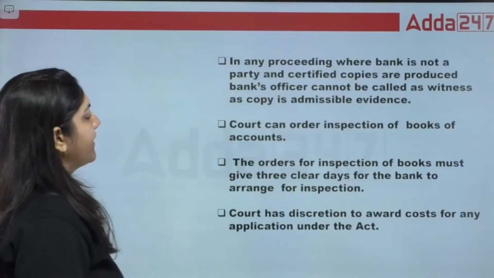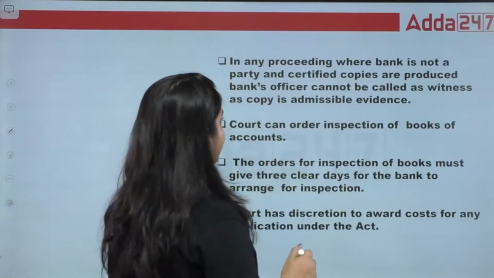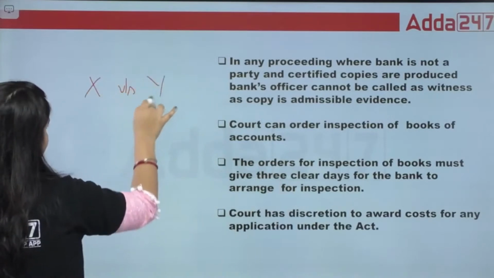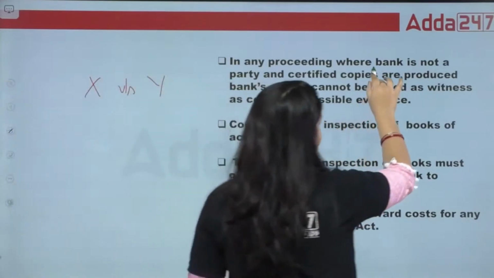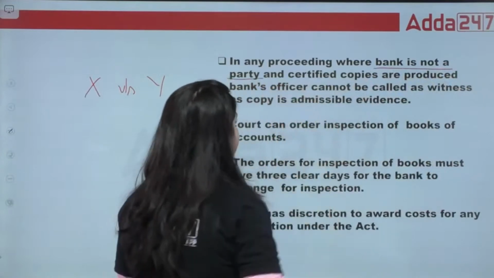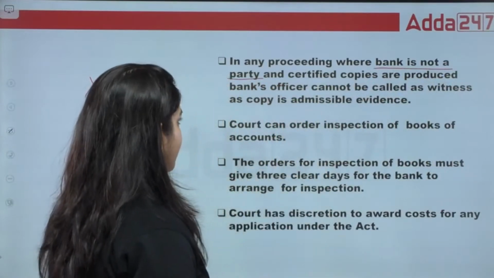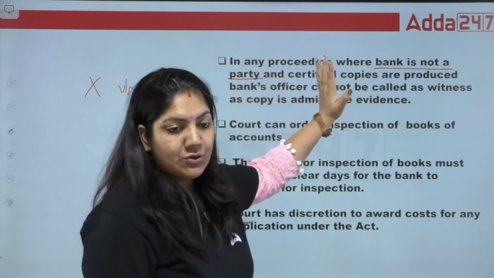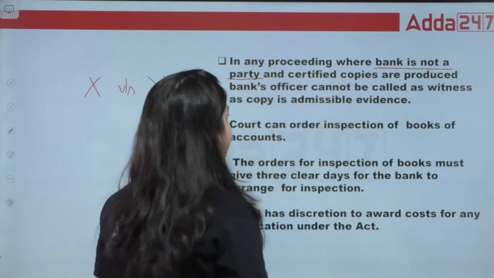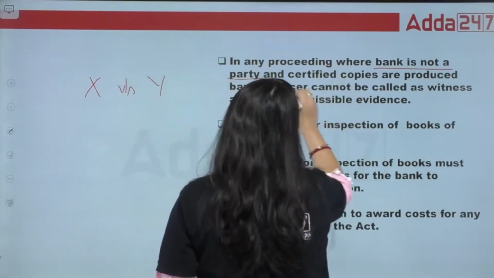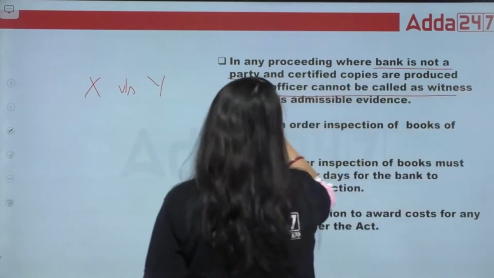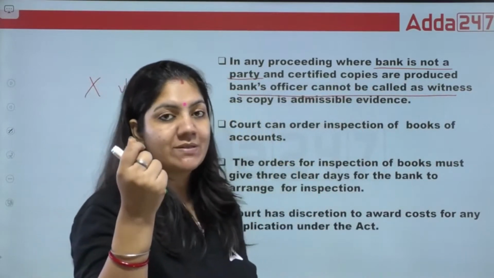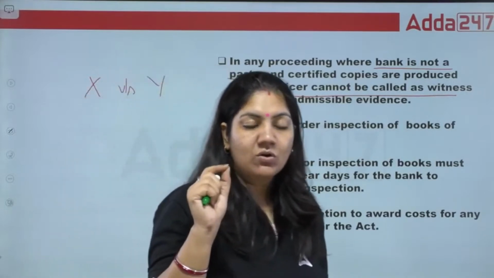Now, consider any proceeding where the bank is not a party. Suppose the dispute is between X and Y, the bank is not a party, and certified copies are produced. The bank's officer cannot be called as a witness. If the bank is not a party, class, always remember we cannot force a bank officer to be called as a witness, as the certified copy is itself admissible evidence.